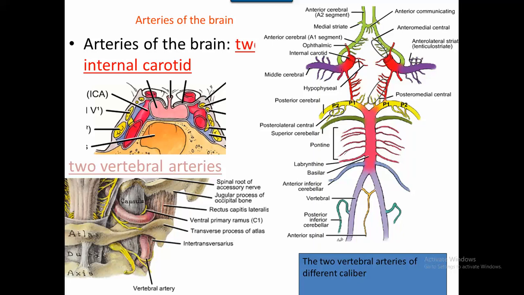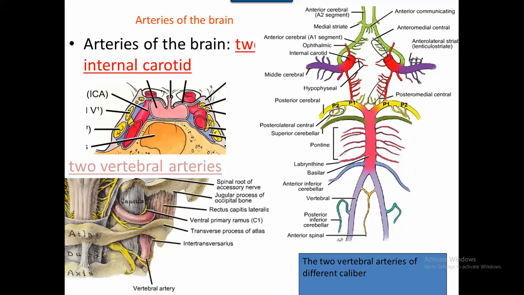Now, once it gets out from the cavernous sinus, it gives the ophthalmic artery, which gets its way to the orbital cavity, accompanying the optic nerve, and the two hypophyseal arteries to the pituitary gland. Then it gives two important branches, the anterior cerebral artery and the posterior communicating artery. The posterior communicating artery joins the posterior cerebral artery.